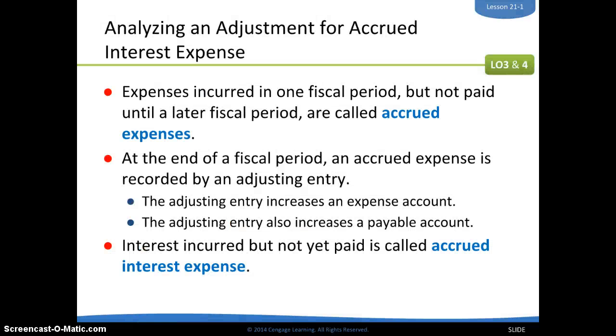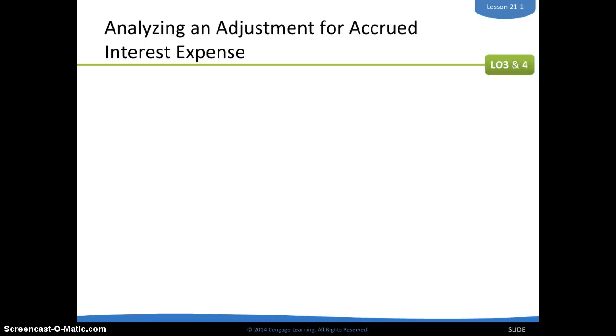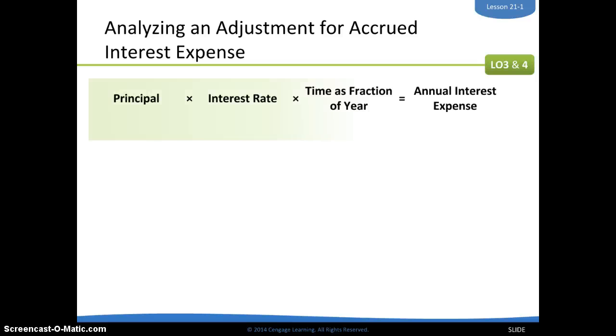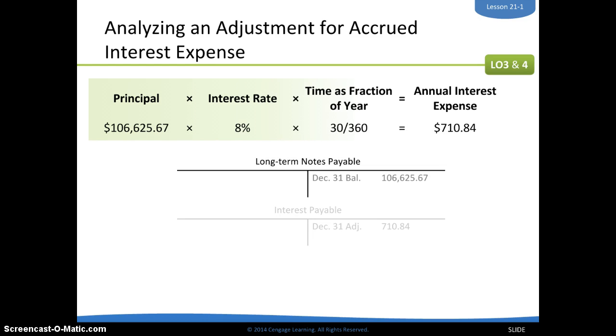Now on the flip side, I might have accrued interest expense. At the end of the fiscal period, if I have expenses that were incurred but I have not paid, I'm going to do an adjusting entry. And we've done this before. Okay, we've done our adjusting entry. We figure up how much is in that fiscal period.